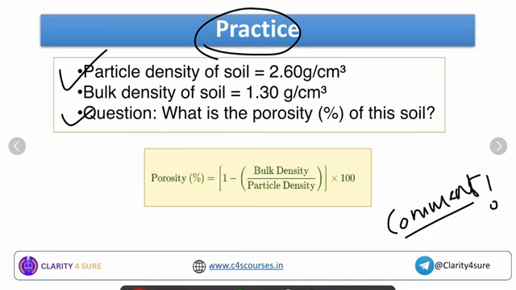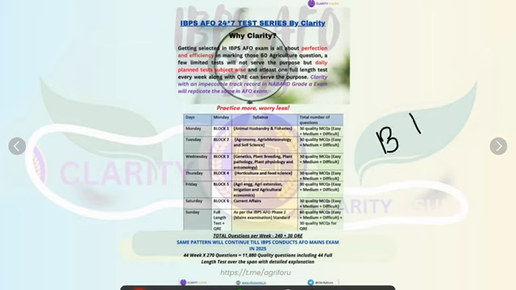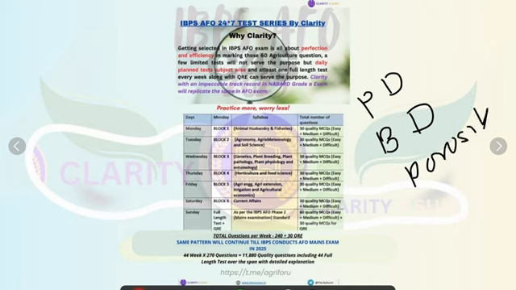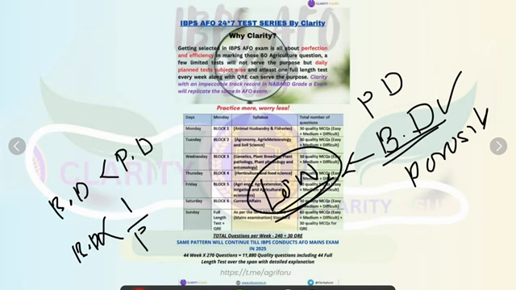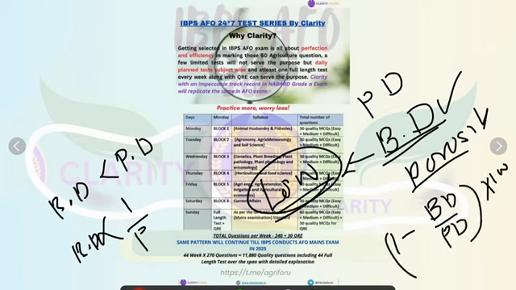So this was it for today. We covered bulk density, particle density, and the porosity concept. Bulk density is of more concern for us, and we will try to keep it low, because this is the ideal condition for agriculture. It is inversely proportional to porosity, and it is always less than particle density. And the formula for porosity is 1 minus BD upon PD into 100. These are some of the concepts we covered in today's lecture.